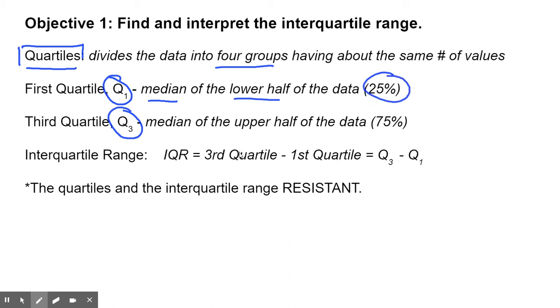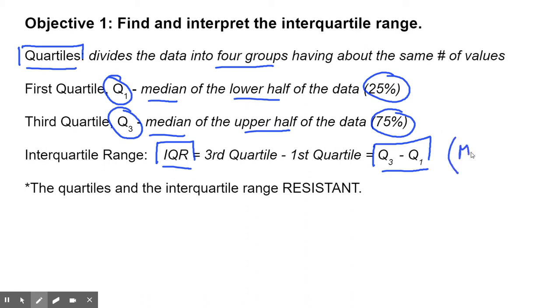So from the minimum value up to it is 25% of the data. Then you have the third quartile, which is the median of the upper half of the data. So from the minimum up to the third quartile is now 75%, 3/4. So now to find your interquartile range, or your IQR, you're going to take the third quartile minus the first quartile. And that's going to give you the middle 50%.